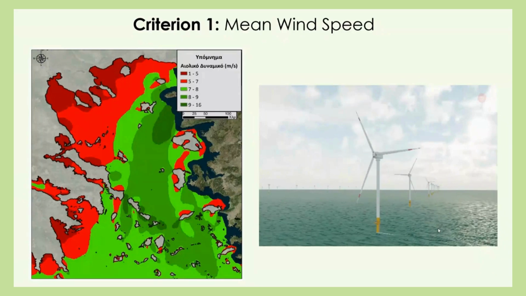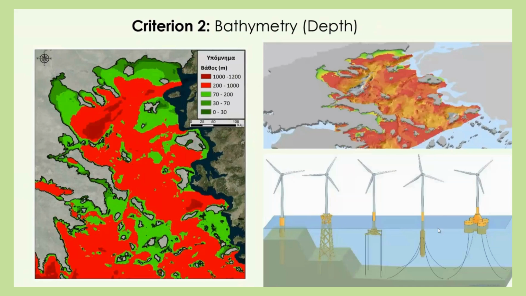The first one is the mean wind speed. So we prepared maps, and here a map for the wind speed with color differentiations. Red or dark red areas, not the windiest ones, and light green or dark green areas, the windiest ones. So this is our map number one. Map number two, bathymetry. Red areas, we have increased depths, but still we can use floating structures. The green areas are for fixed bottom structures, and it's cheaper to place wind turbines there.